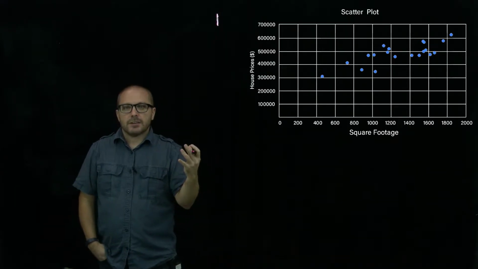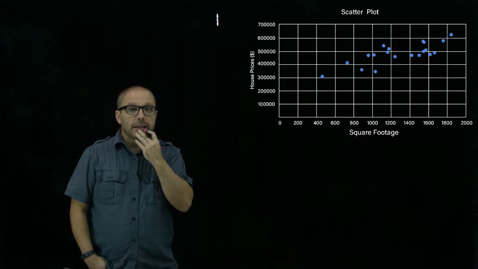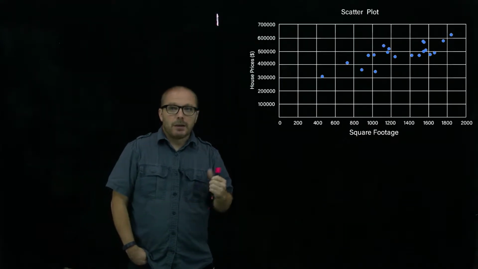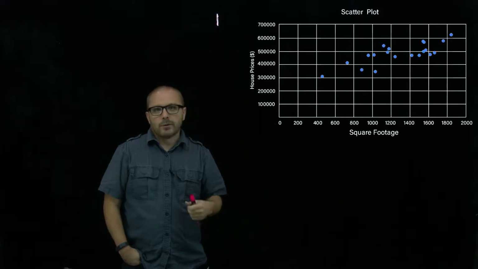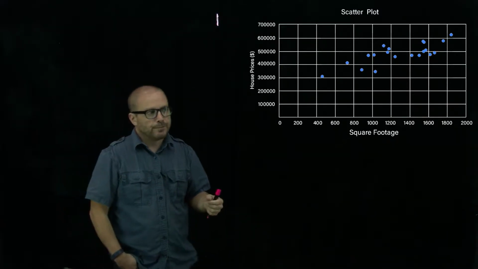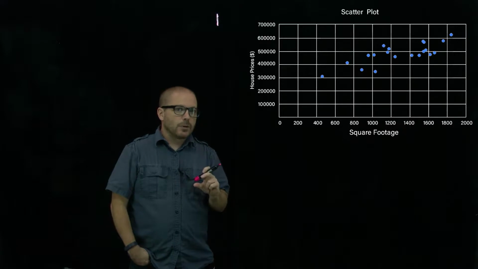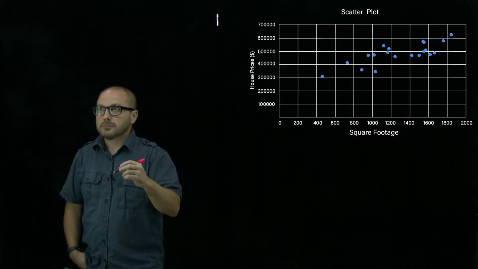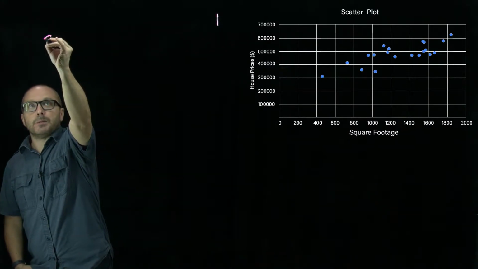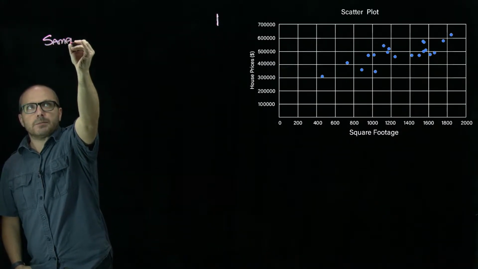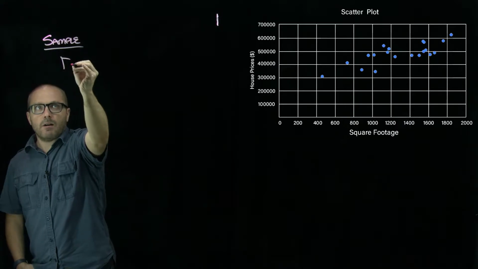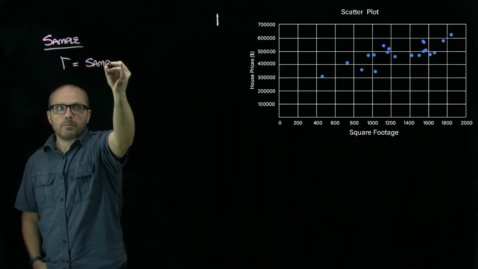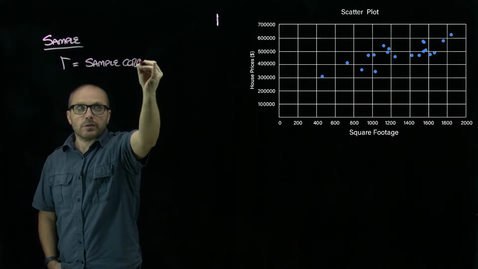So what we think of is a population parameter, right? We usually state our hypotheses in terms of a population proportion, which would be pi, or a population mean, which would be mu. So the statistic we have, remember, is R, our correlation coefficient. So from our sample, we compute an R, which is our sample correlation coefficient.